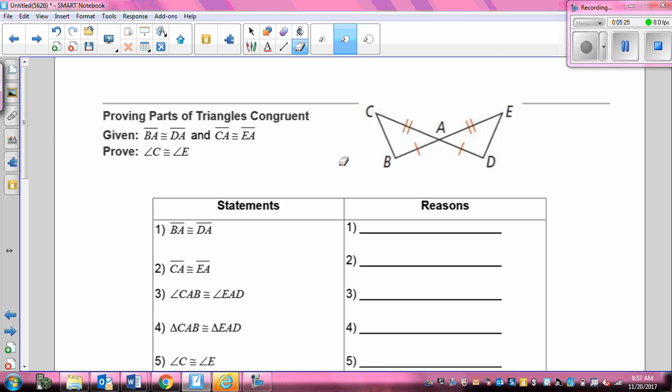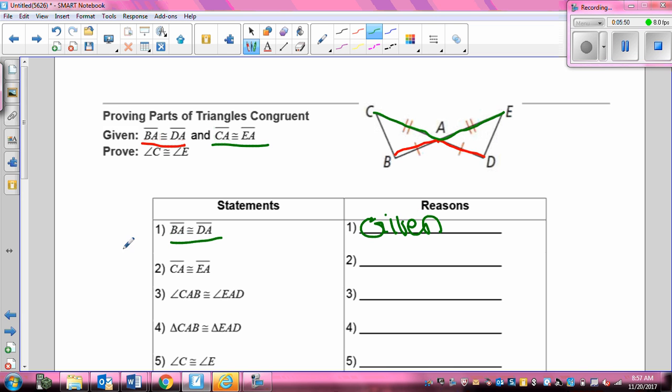I'm going to show you where this fits into our proofs. So I'm just going to highlight everything that they tell us first. BA is congruent to DA. Just write that in. And we know that CA is congruent to EA. It's already kind of in our diagram. Use your colors. That'll help you. BA is congruent to DA. This is given. CA is congruent to EA. That's also up here. It's also given.